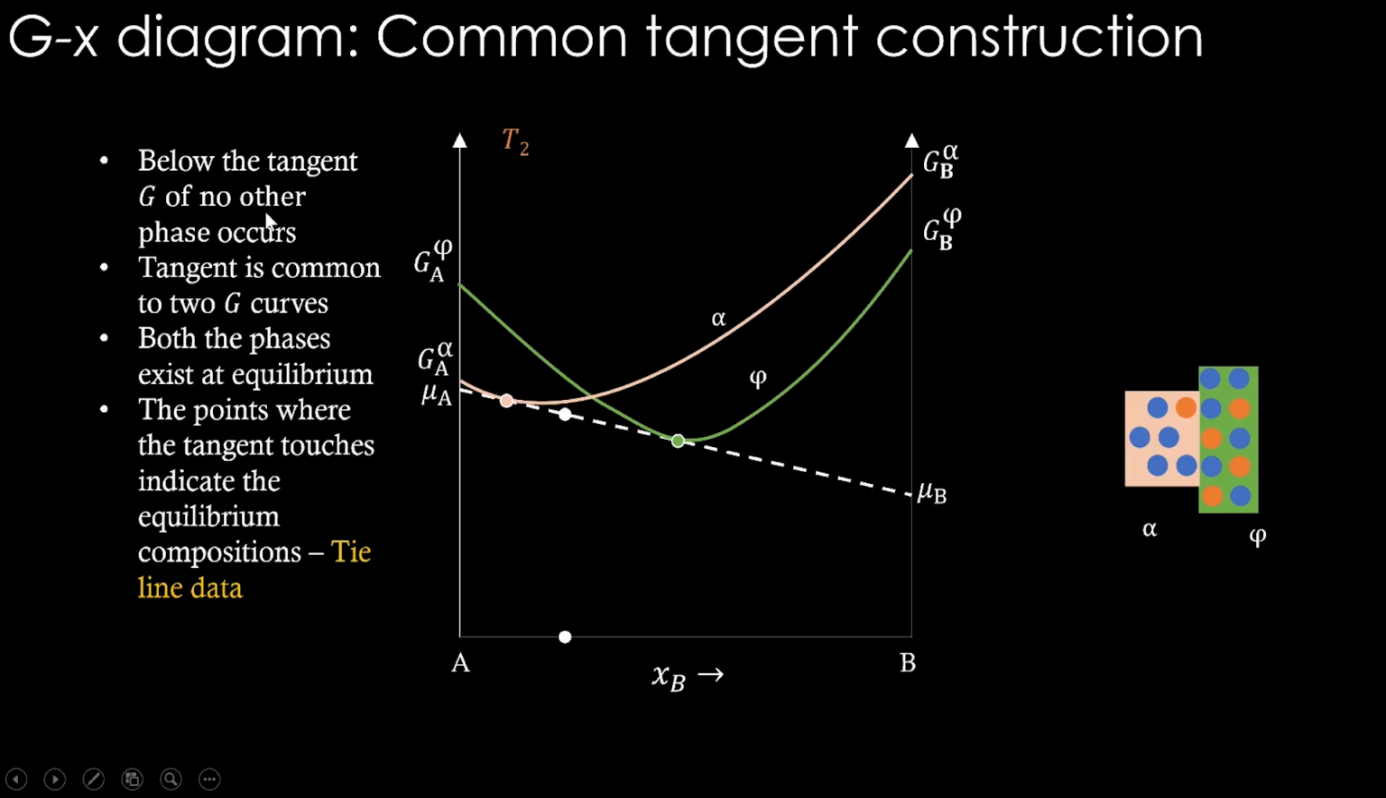Below the tangent, G of no other phase occurs. Here we see that below this tangent, no other phase occurs. The tangent is common to two G curves. Both the phases exist in equilibrium. The points where the tangent touches indicate the equilibrium compositions. Okay, this point here, if you drop it down, and this point here, if you drop it down and read those points on the x-axis, that is nothing but the tie line data which we have seen in the phase diagram. Okay, so this tells you what the compositions of these two phases staying in equilibrium are.